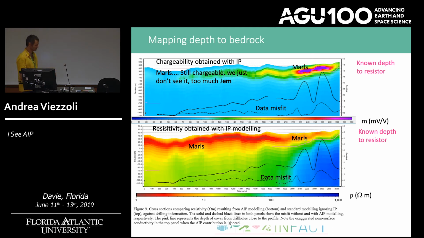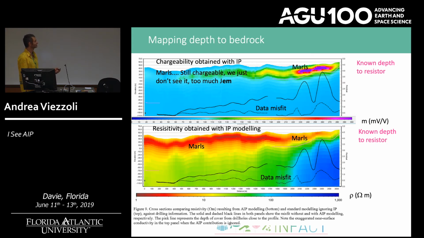That's what it'll do. Then, if you model IP, this is the resistivity you obtain. It actually matches the known depth to bedrock much better. The misfit decreases a lot, even though we're actually keeping more data. So that's a plus.